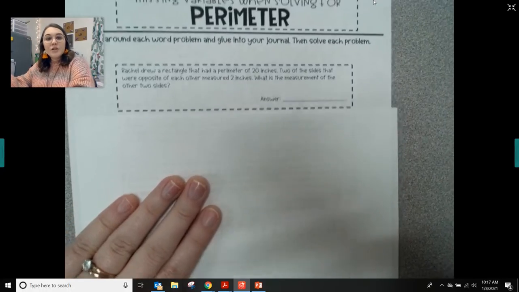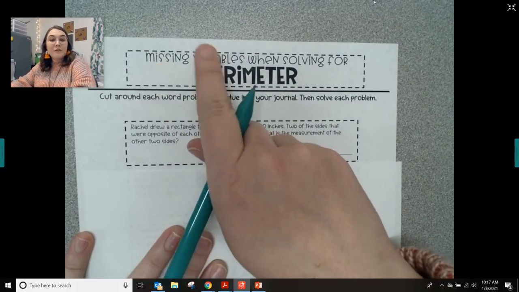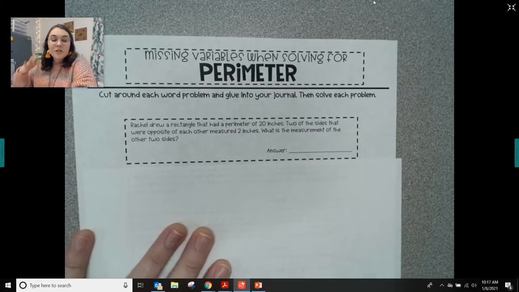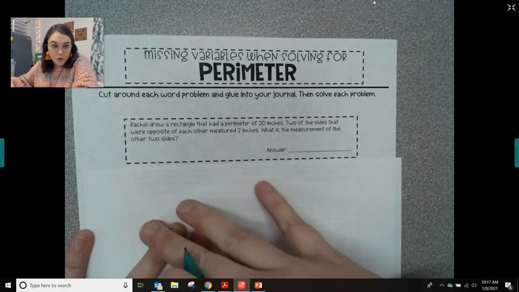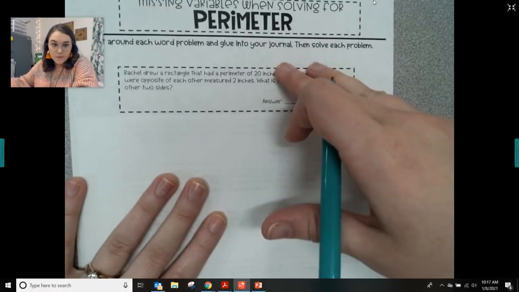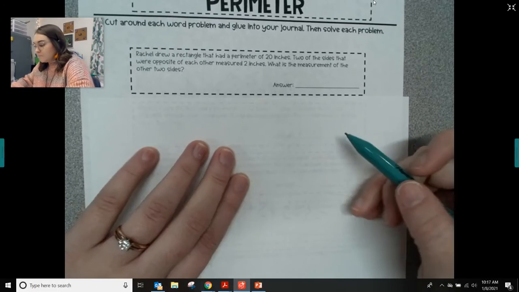So I'm going to show you how to solve the perimeter when we have missing variables. So today we're just focusing on perimeter. So when you go to do your assignment, you're just focusing on perimeter. So don't get confused. So let's read this and then figure out how we're going to solve this one.